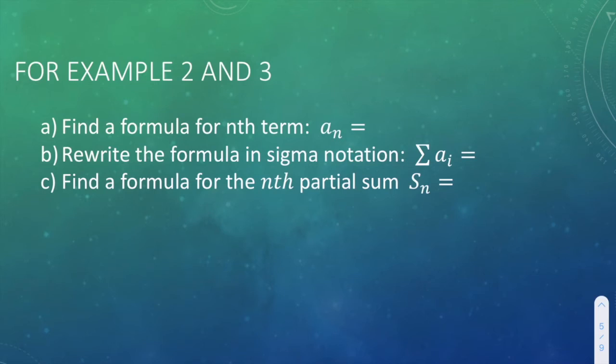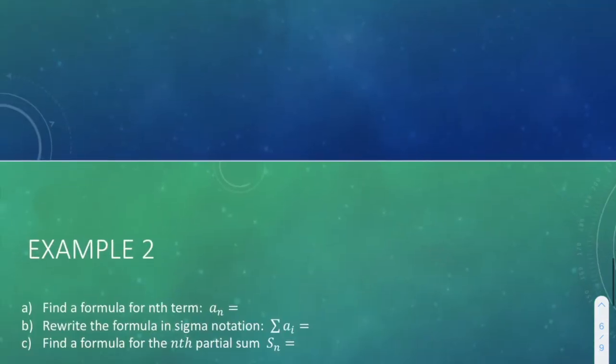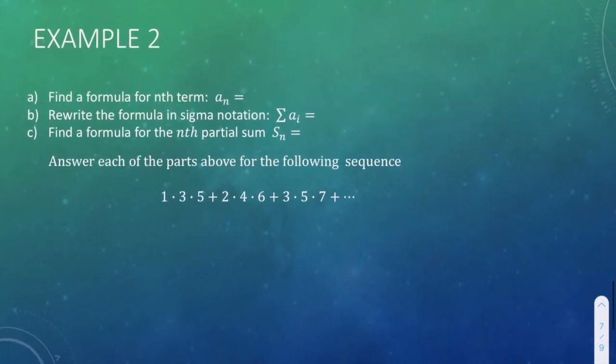And you saw me do that in example 1. And then find a formula for the nth partial sum, S sub n. So those are the 3 things, and the reason why I'm showing you this is because your homework is going to be exactly this. There's going to be 12 problems where you're going to have to answer all 3 of these parts. So let's take a look at how things look when we do example 2.